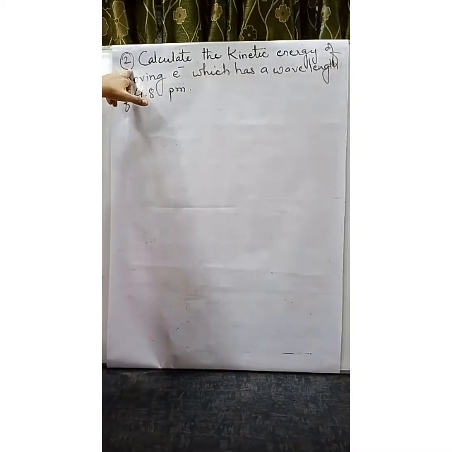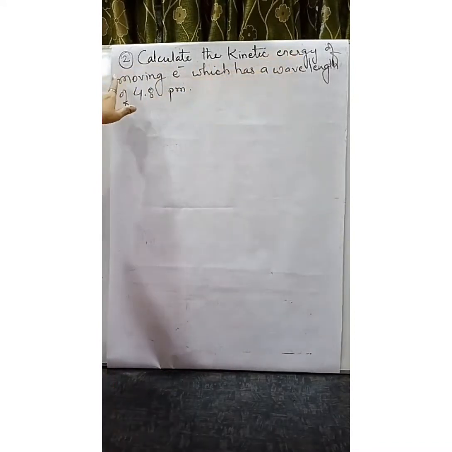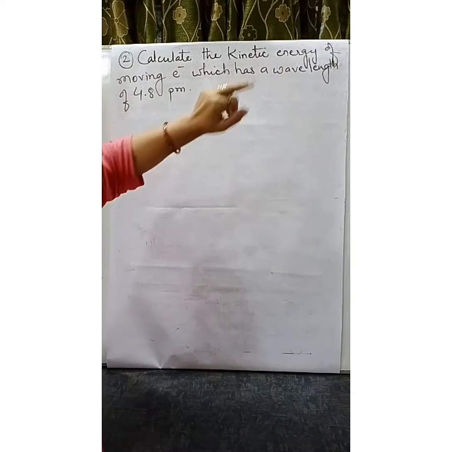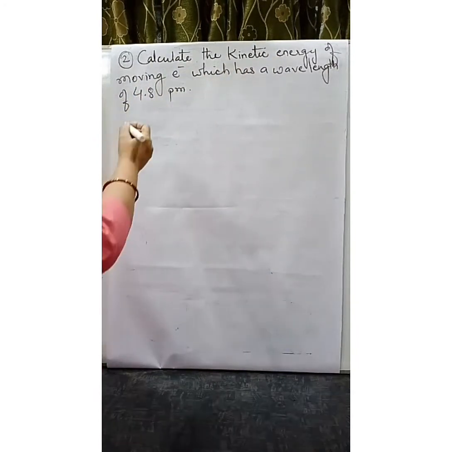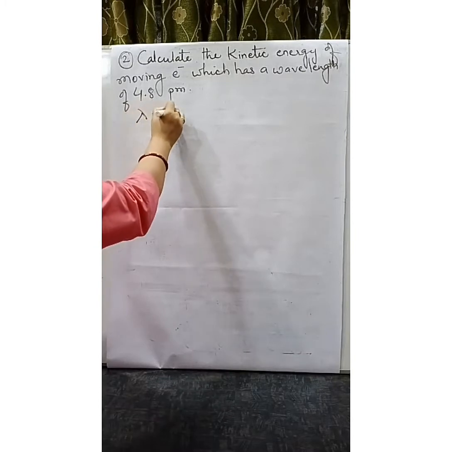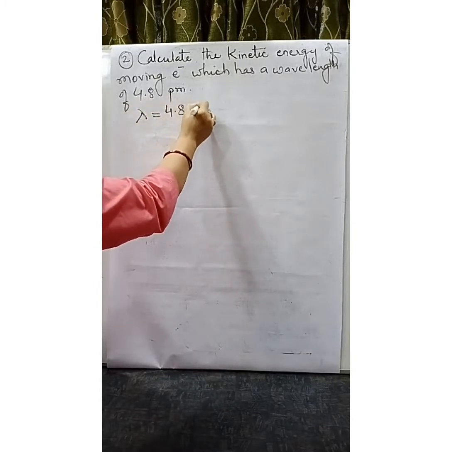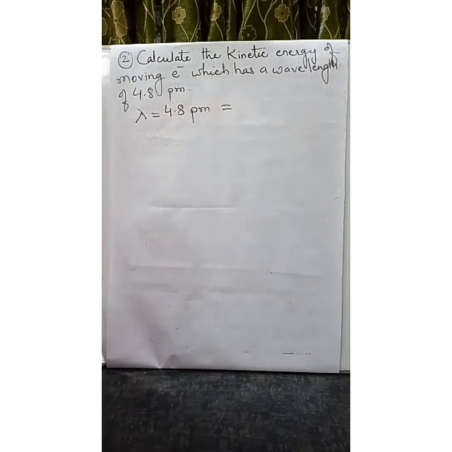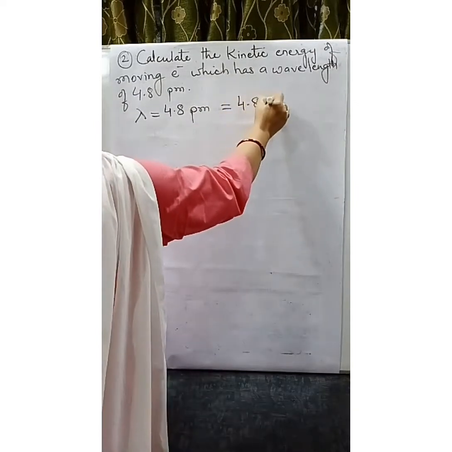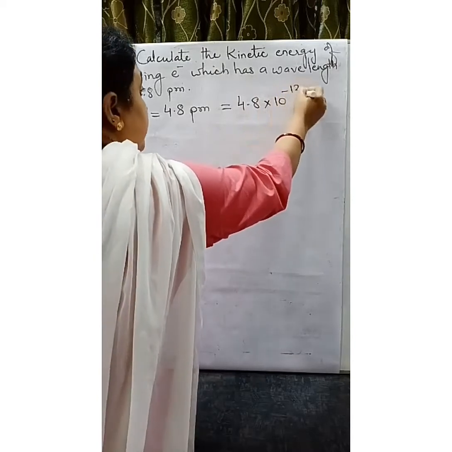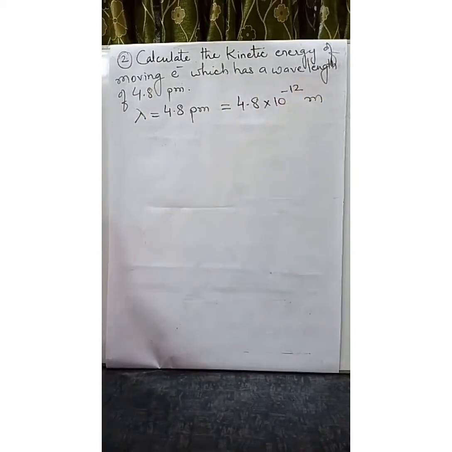Next question says, calculate the kinetic energy of a moving electron which has a wavelength of 4.8 picometers. So lambda is given as 4.8 picometers. Let us convert it into meters: 4.8 into 10 to the power minus 12 meters. We have converted it into meters.